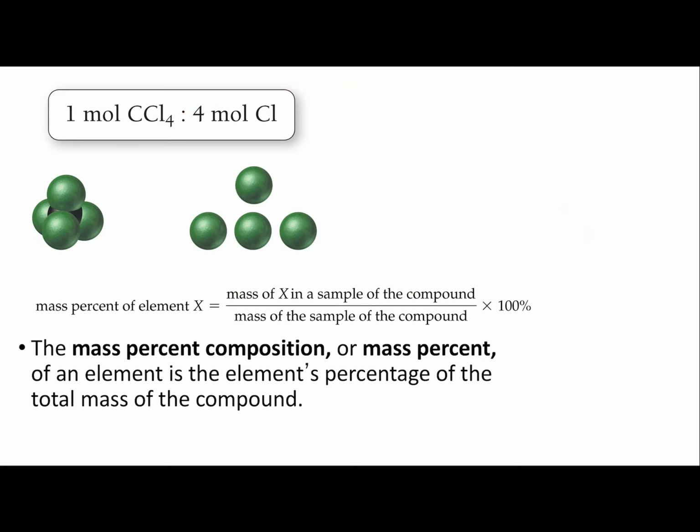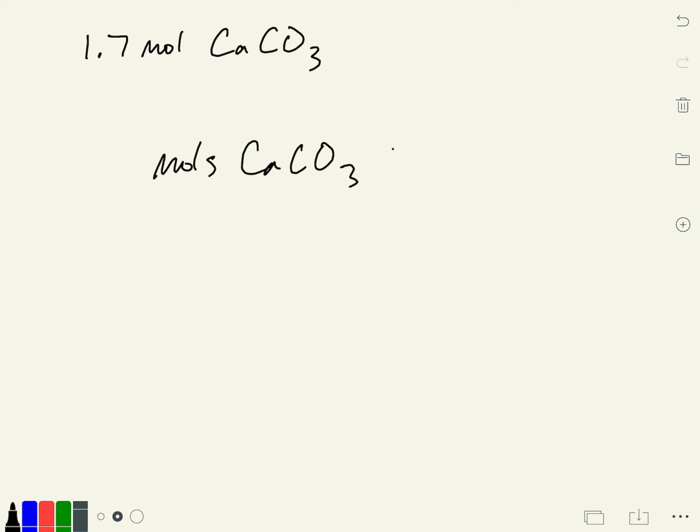Actually, before we look at this is mass percent. Let's do an example. So let's convert between moles of a compound and moles of an element. Find the number of moles of O in 1.7 moles of calcium carbonate. Okay, so we need a relationship here. We need a relationship between moles of calcium carbonate and moles of O. So you should be able to look at this formula and say something like every mole of calcium carbonate has a mole of calcium. Don't get caught up on the moles.